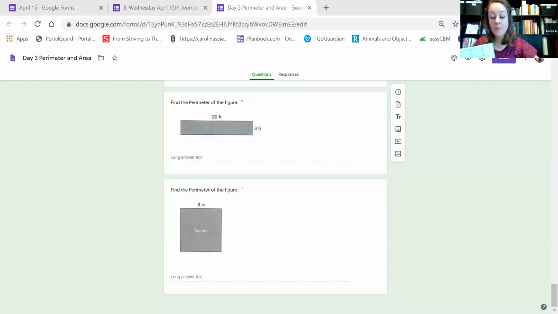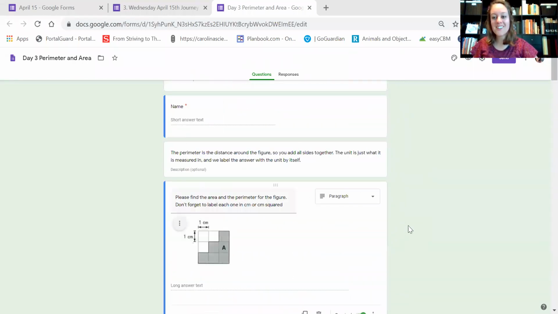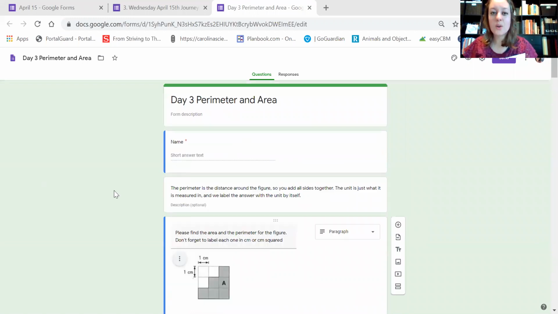Something new that I learned that I'm pretty excited about is how to share my screen. Watch this. So you'll be able to see the work that I'm talking about. There it is. Okay, to start things off, here's a quick little thing about perimeter and area.